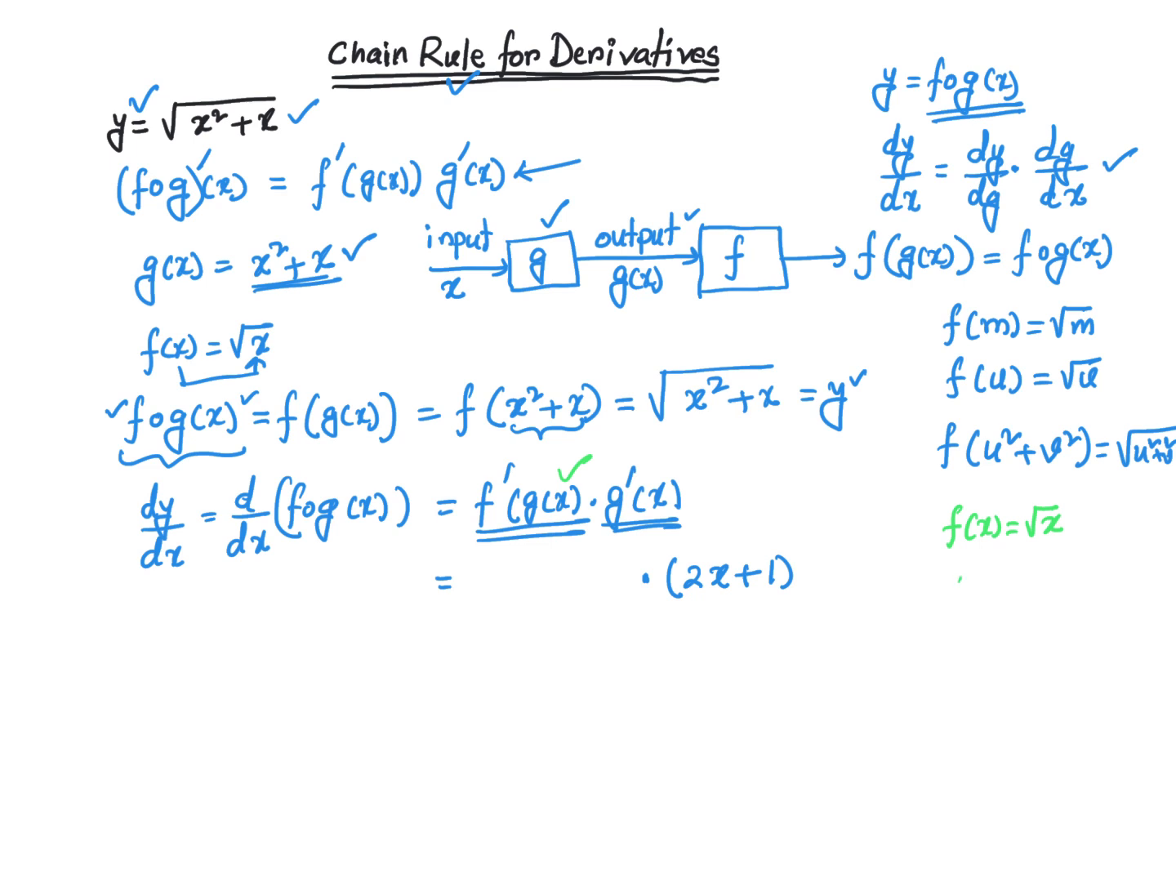If I take the derivative of it, df over dx, which is f prime of x, square root of x is the same as x to the power 1/2. So that gives me 1/2 x to the power 1/2 minus 1. I'm using the power rule for derivatives. So f prime of x is equal to 1/2 times x to the power negative 1/2.